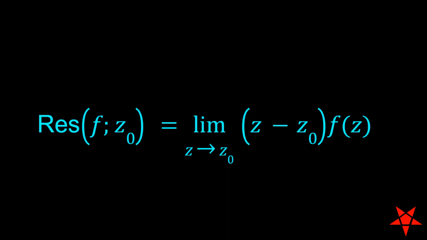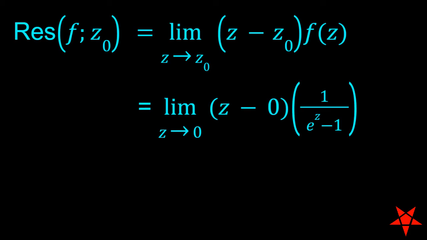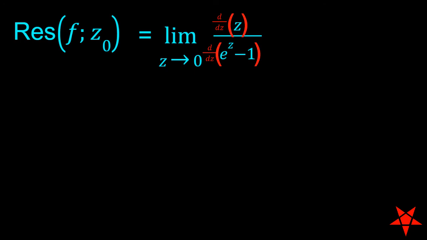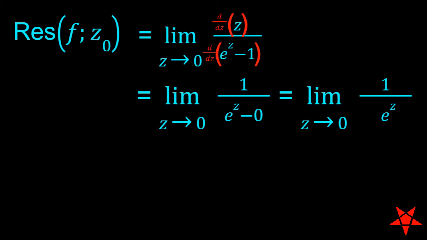Z minus z naught in the numerator becomes z, and we have a good setup for the application of L'Hopital's rule. Derivatives run their course, and we are left with e to the z in the denominator, which becomes e to the nothing. 1 over 1 is 1, and that's the residue for 1 over e to the z minus 1 at z naught equal to 0.